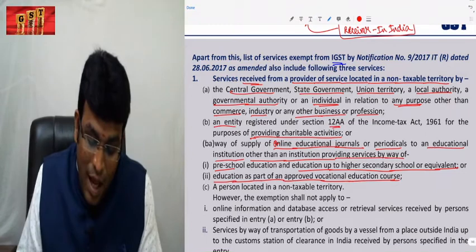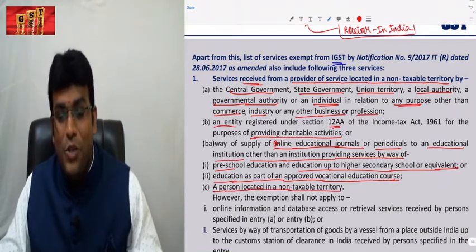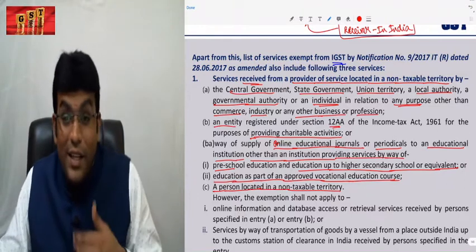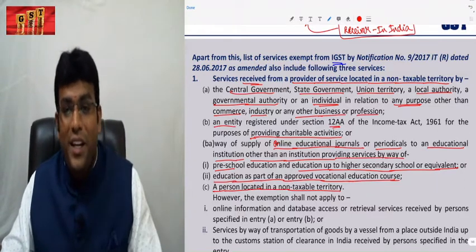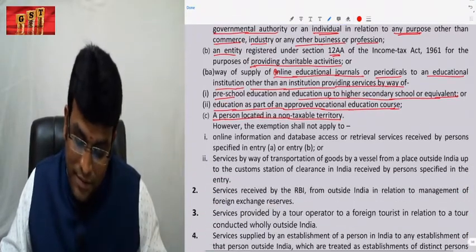Then a person located in non-taxable territory, that means what? Supplier also is in non-taxable territory, receiver also is in non-taxable territory. Then obviously it will be exempt. Next one.